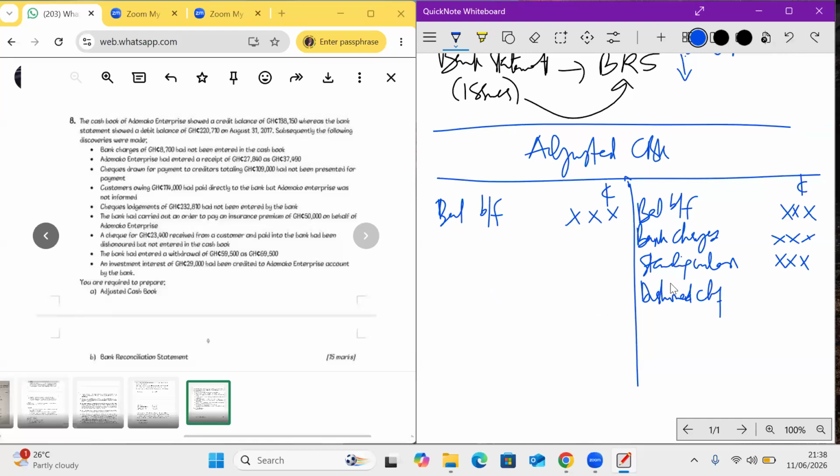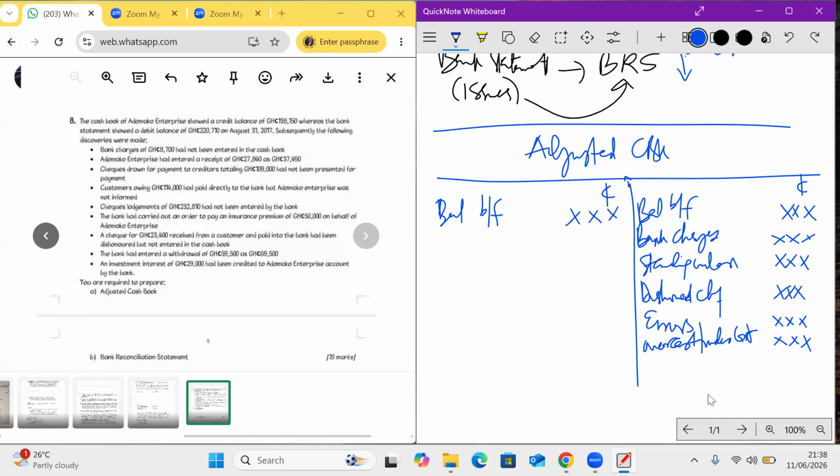Now, let's move on. We have this dishonored check. We can have errors. We can have overcasts. We can have undercasts. They are all kinds of errors. So we have bank charges, we have standing orders, and we have other forms of issues or items which can reflect on the debit side of the bank statement, but it's not in the original cash book. We record them on the adjusted cash book.